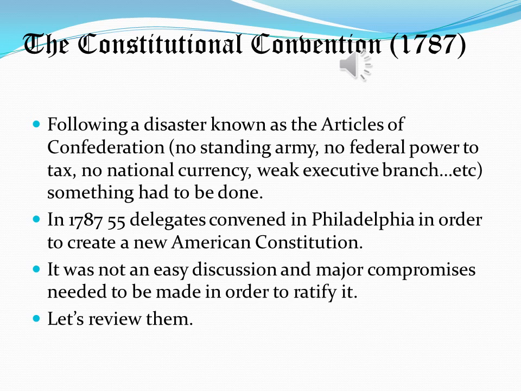So, what happened was in 1787, 55 delegates convened in Philadelphia in order to create a new American Constitution. It was not an easy discussion, and think of a constitutional convention as a series of compromises. So major compromises had to be made in order to ratify it. So let's review them.